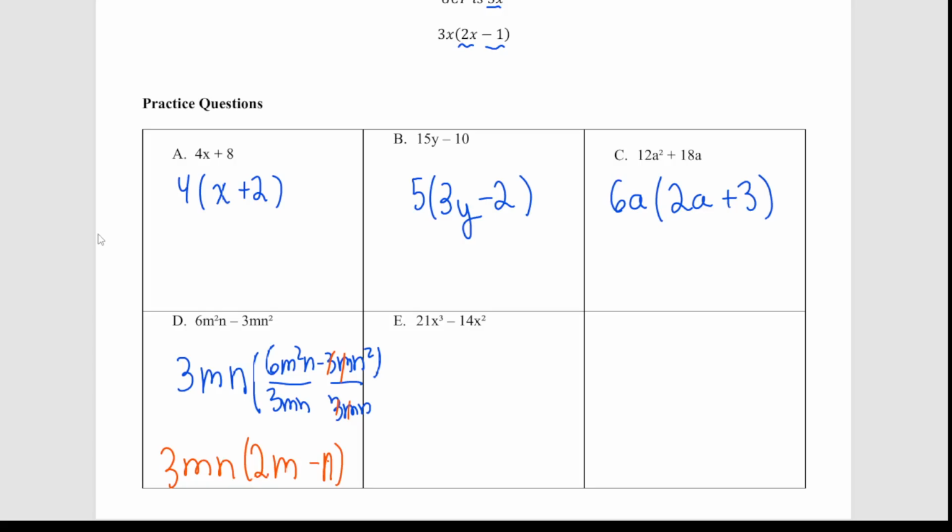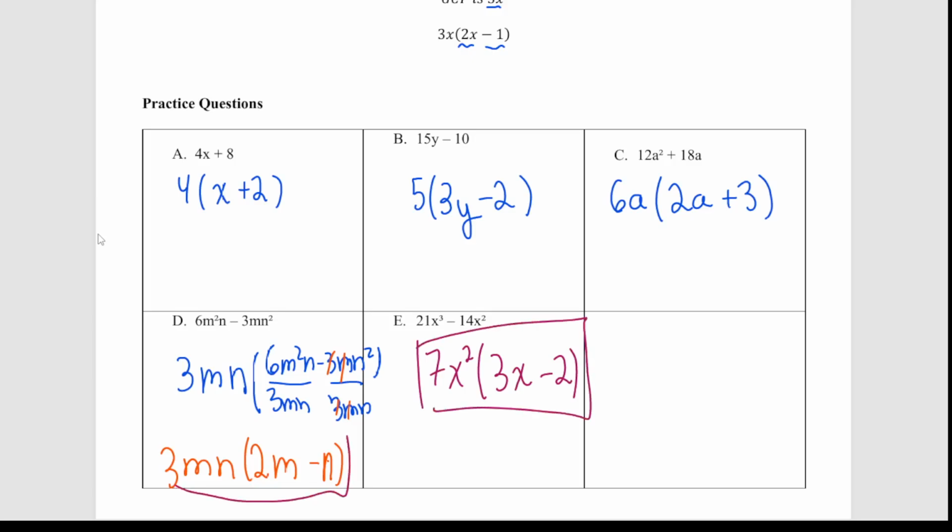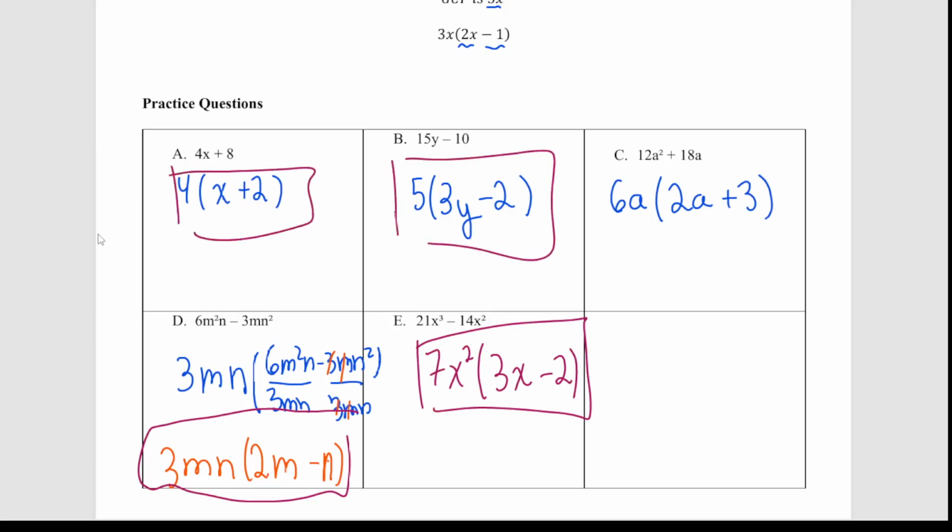Last but not least, this final one, we would have a 7 in common between 21 and 14, and then an x squared in common between x cubed and x squared. And then 21x cubed divided by 7x squared will leave us with a 3x. 14x squared divided by 7x squared leaves us with minus 2, and that would be our final answer. And I'm just going to box in all of those.